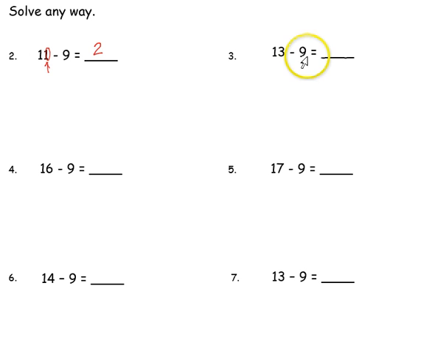Going across, 13 minus 9 would be 4, because 4 is one more than 3. 16 minus 9 is 7, because 7 is one more than 6. 17 minus 9 is 8, because 8 is one more than 7. 14 minus 9 is 5, because 5 is one more than 4. And 13 minus 9 is 4, because 4 is one more than 3. So that's a nice pattern to use when we're subtracting 9 from numbers in their teens.